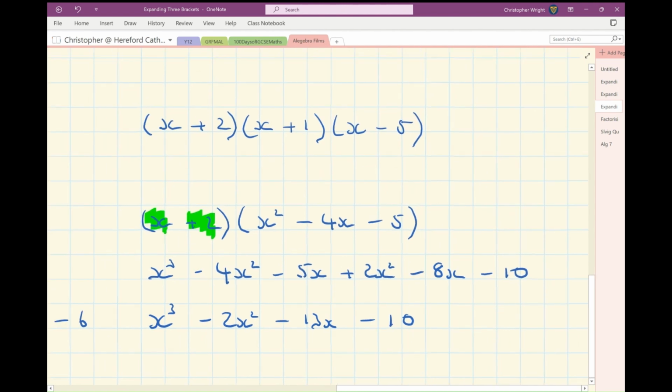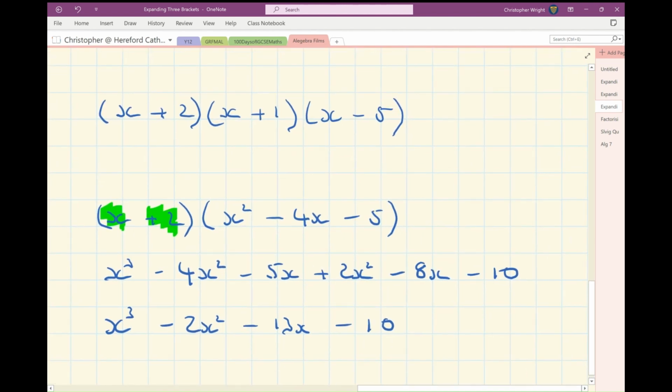Okay, so that is how to expand three brackets. There will be future films in this playlist, which you'll find, which give you lots of opportunities to practice that.